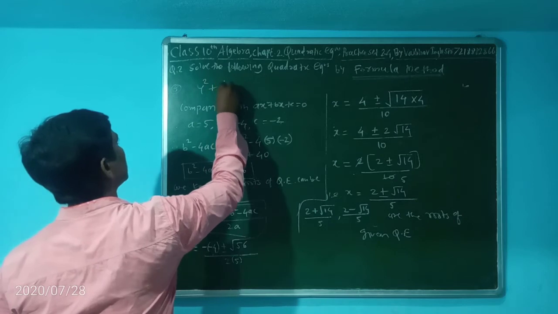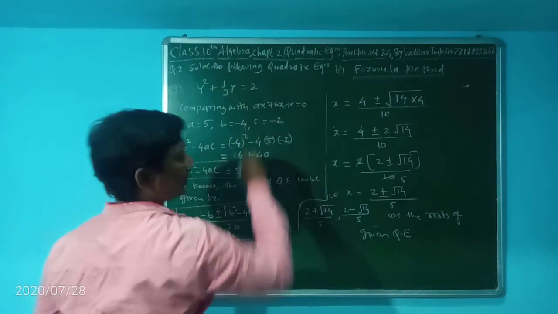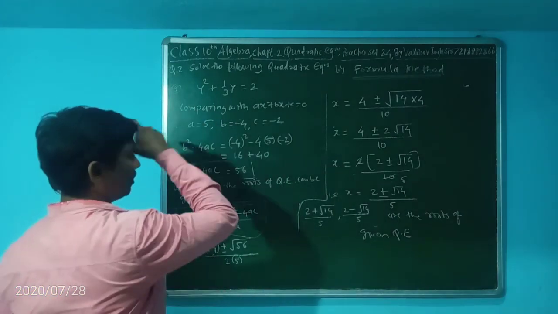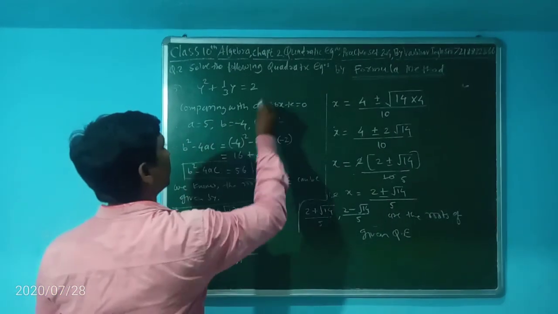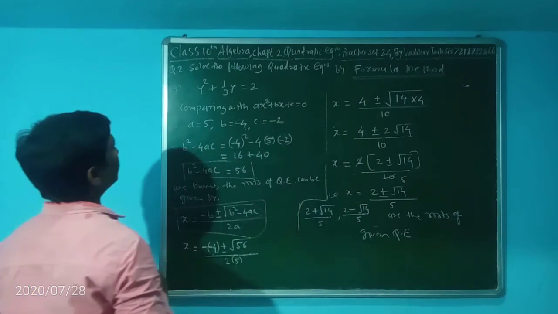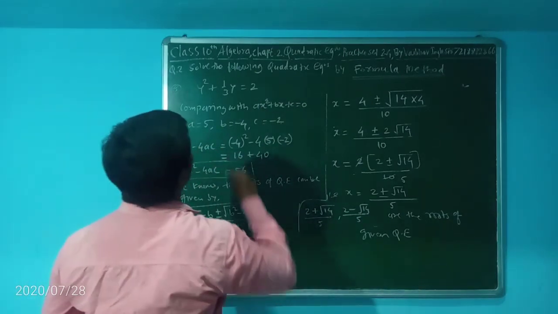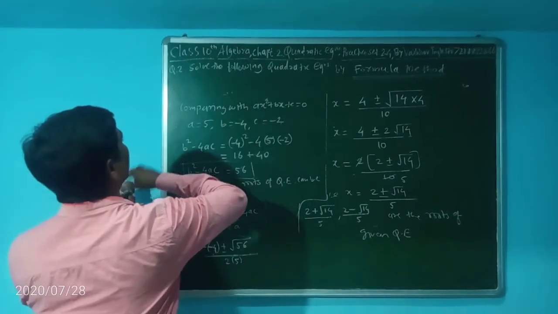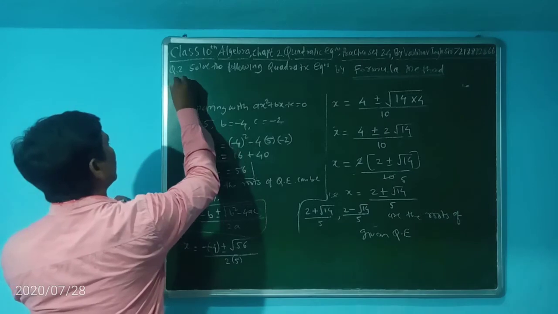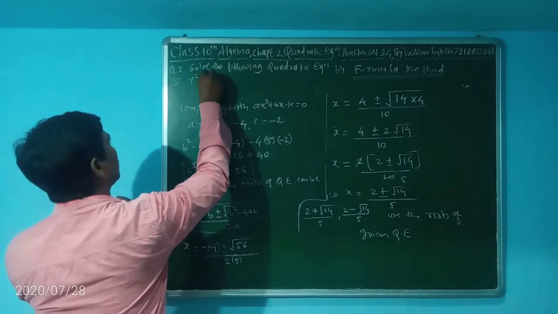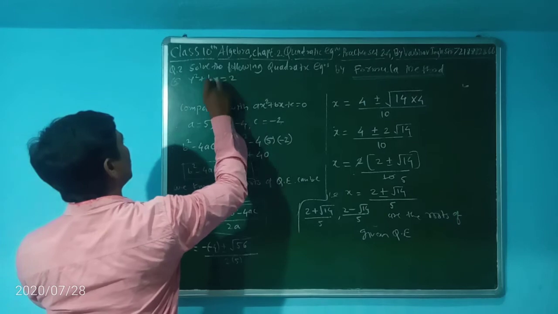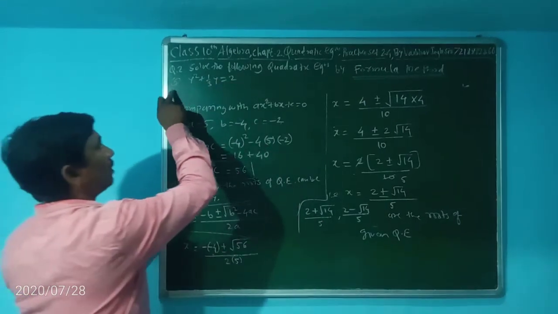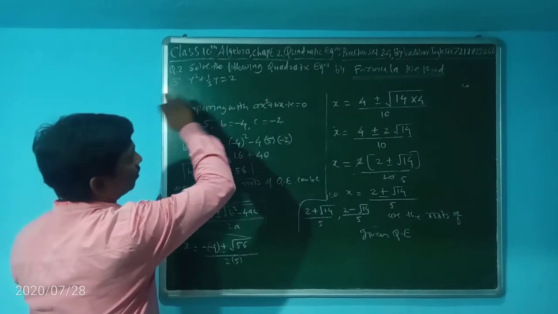y square plus 1 by 3y is equal to 2. So first you have to convert this into the simple form. So y square plus 1 by 3y equals 2. I will write again here, y square plus 1 by 3y equals 2. Now to simplify this, I will multiply through by 3 throughout the equation.